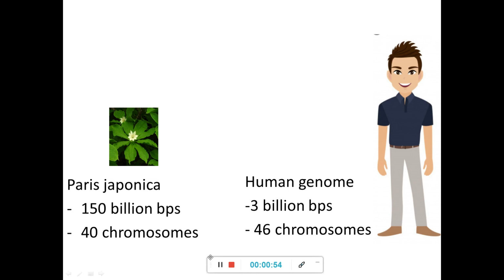These 150 million base pairs of the Paris japonica genome are arranged in the form of 40 chromosomes. So you have a 3 million base pair genome in humans arranged into 46 chromosomes, and in another case the Paris japonica genome arranged into 40 chromosomes. So you can see the level of complexity we expect in folding such a very large genome. And all this long genome has to be arranged into the small cell of each and every eukaryote. So let's see how this is possible.